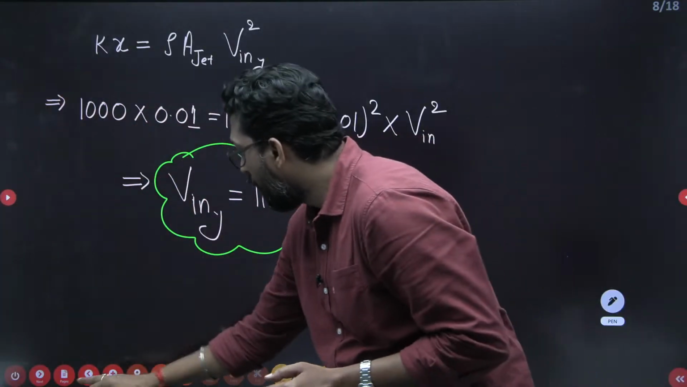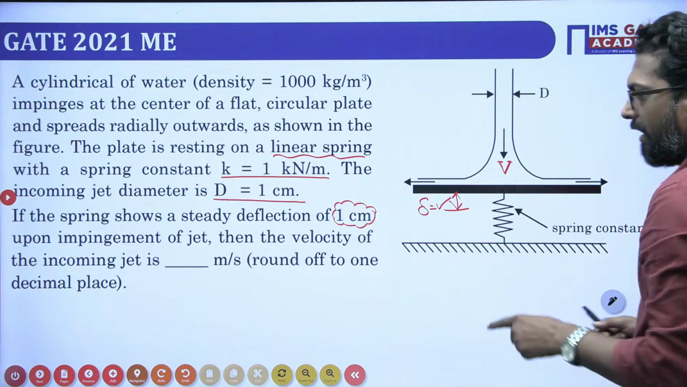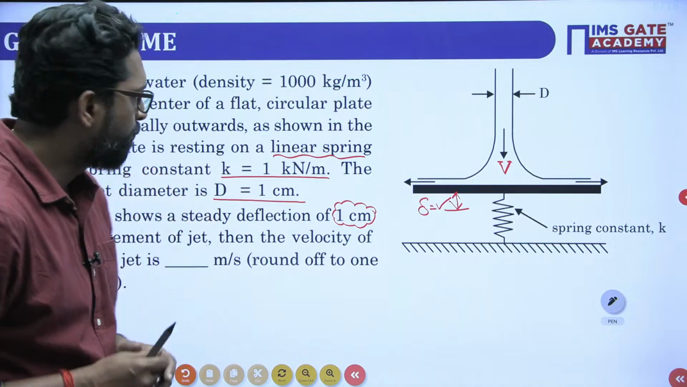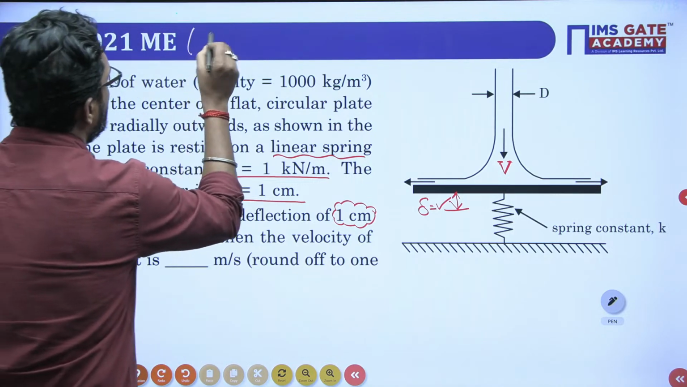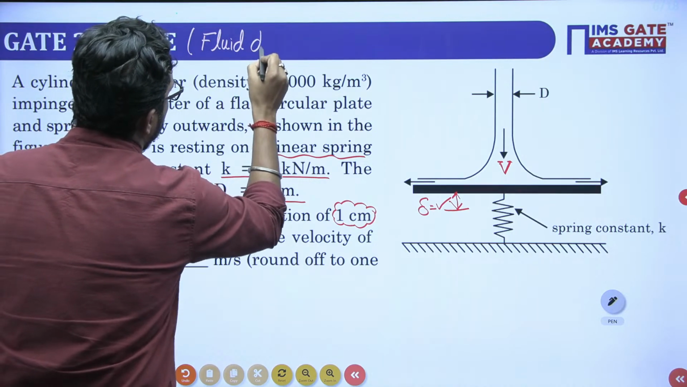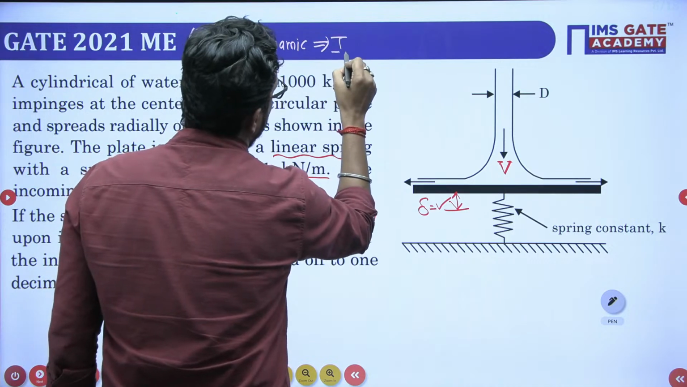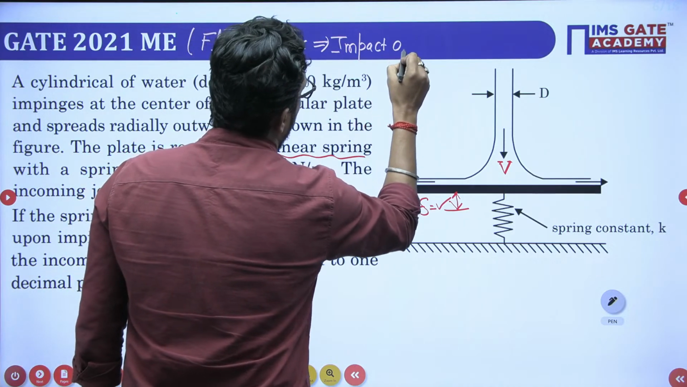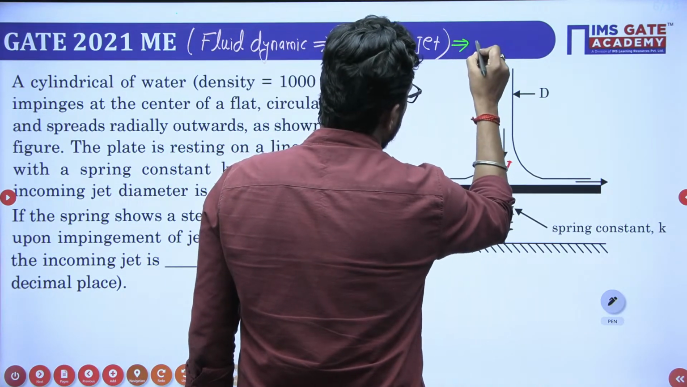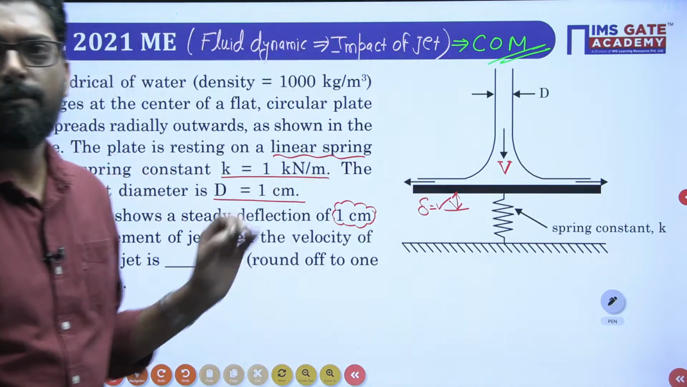So I hope you are enjoying this question with this detailed analysis. So what is the velocity? Velocity is 18.28 meter per second. Clear? So this is a question related to fluid dynamics and the category impact of jet. How to solve this one? This is solved by conservation of momentum. That's it. So these are the models of this question.